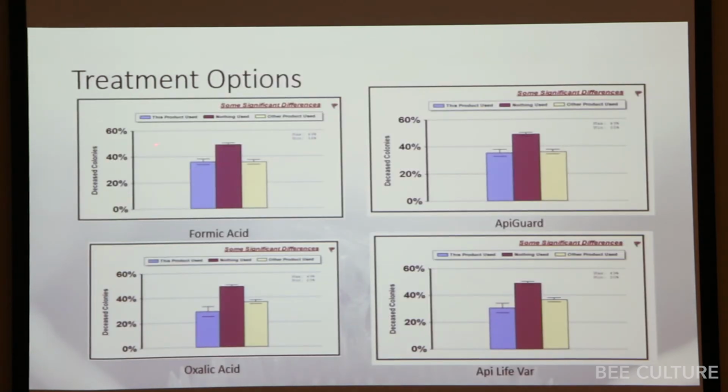So we have the organic acids, like formic acid and oxalic acid. Really great products. We have some pretty good control with those. Same as the essential oils. Consistently, year to year, people who report using Apiguard or Apilife Var have fewer colony losses than those who don't.